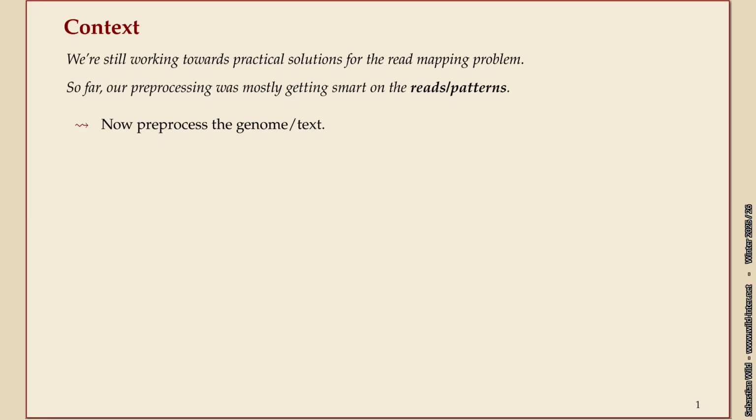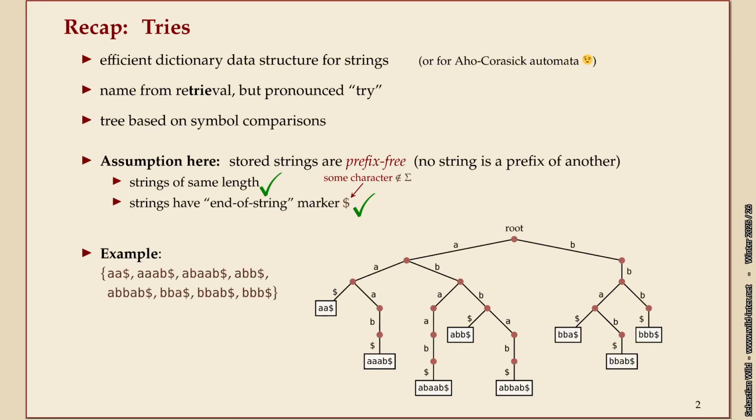The context, as I just said, is we're still looking at the read mapping problem as the overarching application in bioinformatics that we're targeting. And so far, we've essentially tried to be smart with the patterns or the individual reads. And it's time to make use of the fact that the genome, the reference genome, doesn't change all the time. So we can spend quite some thinking on this once and for good if we can speed up things afterwards. That's going to be the goal. And the first thing that we'll use for doing that are suffix trees. So let's get there step by step.